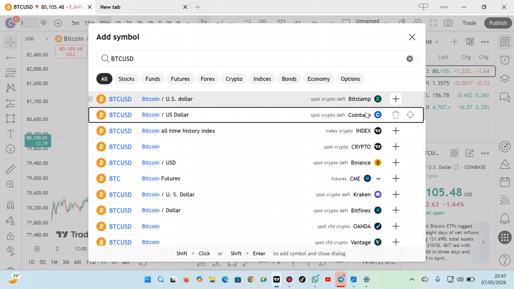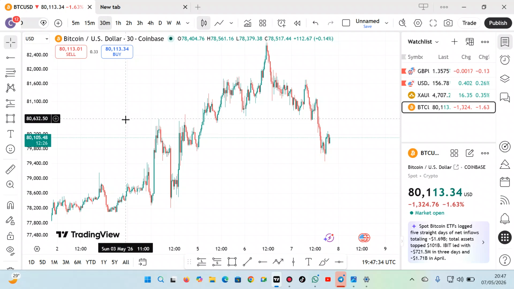I use all these things as price providers. I use Coinbase for my BTC. You click, you add, plus sign to add, like that. You add how many pairs you want to trade. Then after that, it will show around this zone, right? It will show around this zone.